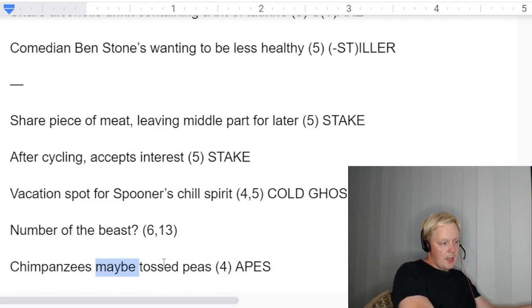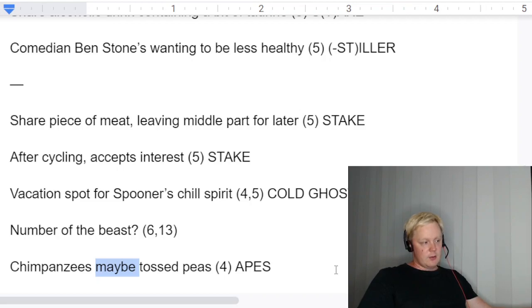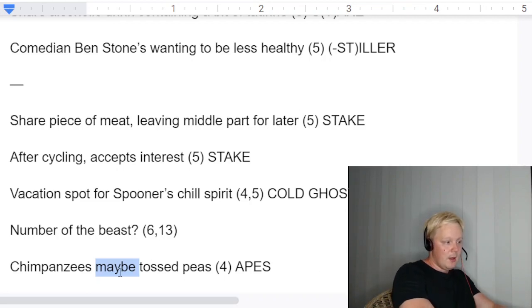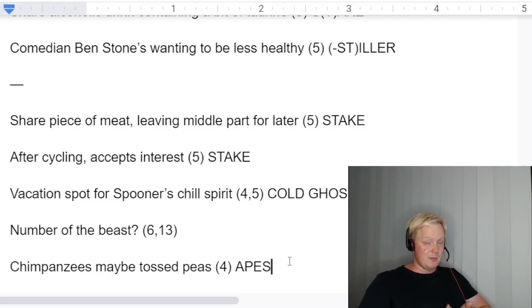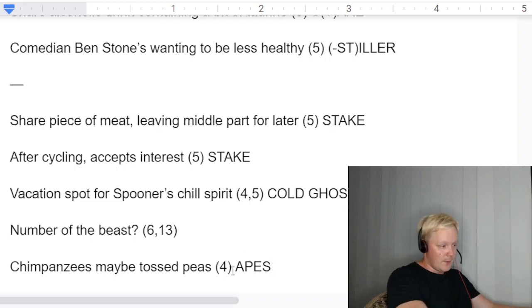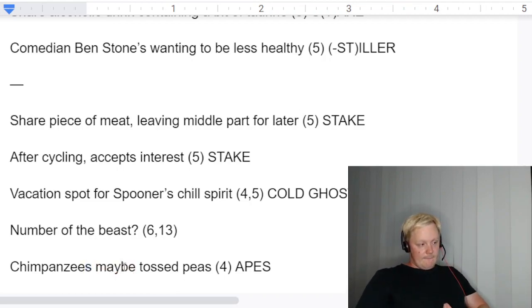And this maybe here indicates that chimpanzees are not the only apes that exist, that apes might be something else, but they can be chimpanzees. So chimpanzees are an example. So that's a definition by example. And this can be indicated by maybe or for example, which is a very direct way of saying it, or perhaps, or chimpanzees say, or it can be just a question mark at the end of this definition. So you sometimes see the question mark used for that purpose as well.